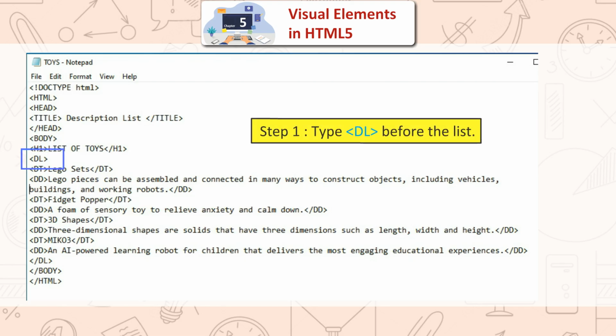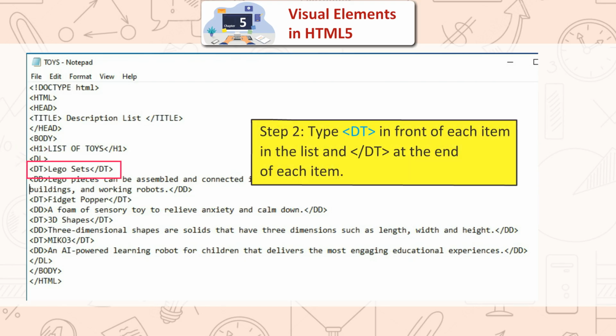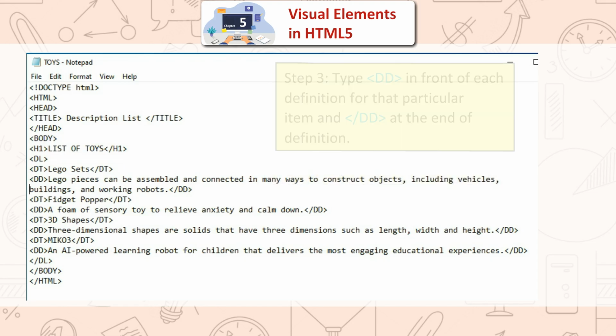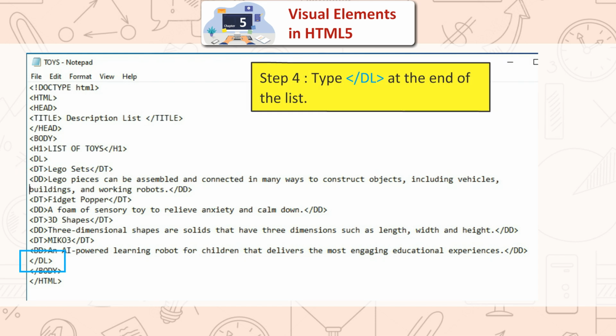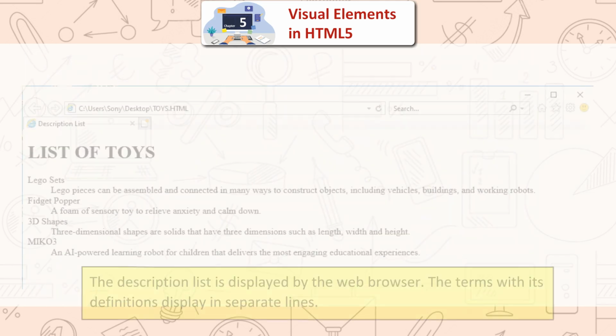Step 1. Type DL before the list. Step 2. Type DT in front of each item in the list and /DT at the end of each item. Step 3. Type DD in front of each definition for that particular item and /DD at the end of the definition. Step 4. Type /DL at the end of the list.